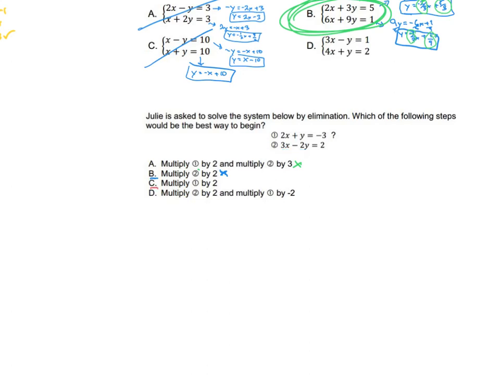Multiply the number 1 by 2. That's going to give me 4x, and that's going to be 2y. 2y and negative 2y? That would eliminate. Those would be opposites of each other. And then the last option doesn't make sense either. So the answer there is C. That's their best bet. That's going to start the elimination process.